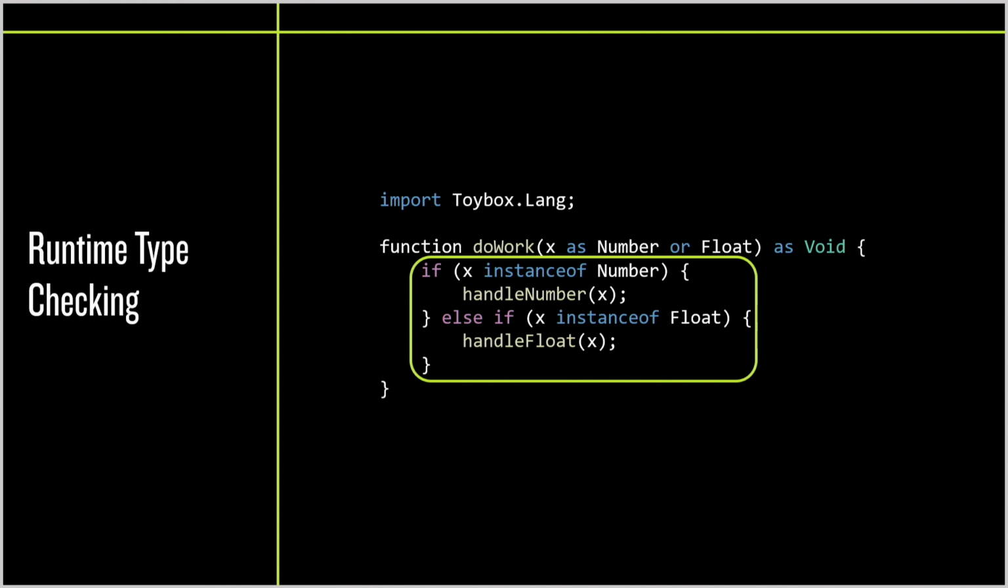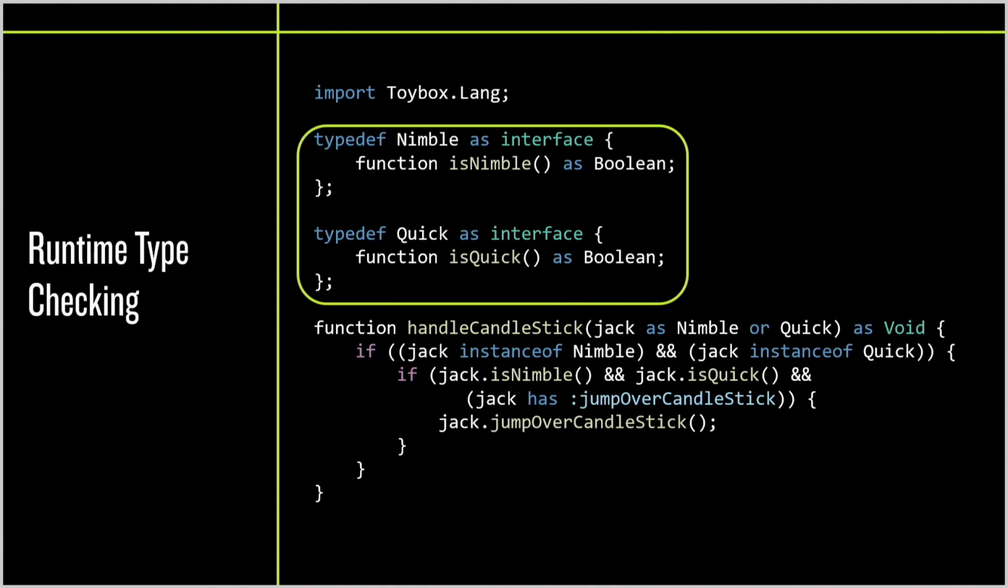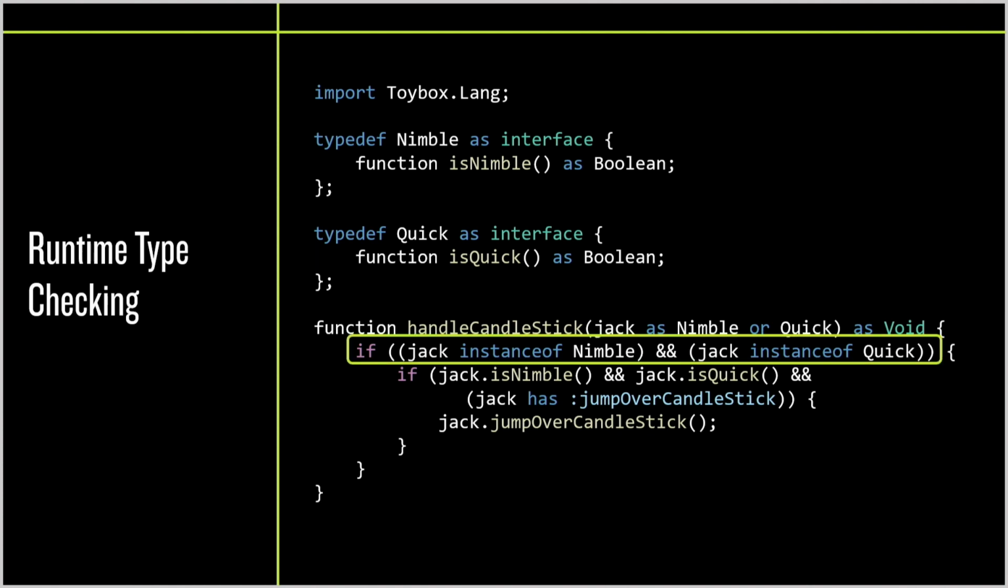For cases involving polytypes of concrete types, this works just fine. However, in the case of handleCandlestick, the interfaces Nimble and Quick are lexical types and only exist at compile time. This will cause a compiler error because instanceof can only be used on concrete classes and not lexical types. In this case, we can rewrite the code to use the has operator to resolve this issue, but this isn't always possible and is a known limitation of the system.